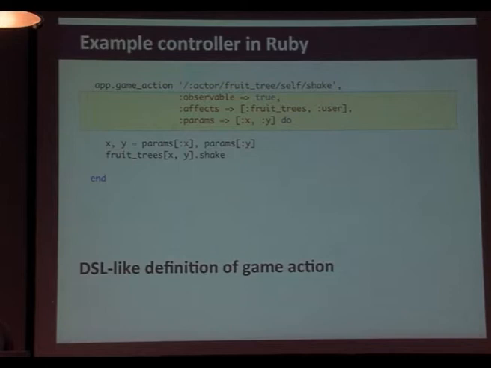And it goes on with, as I said, DSLs being a big strength of Ruby. So this app.gameAction method we're calling here looks almost native to the language, but it isn't. It's something we built, and it accepts a lot of parameters and options you can configure. This also gives pretty nice documentation. We actually do generate documentation from this.